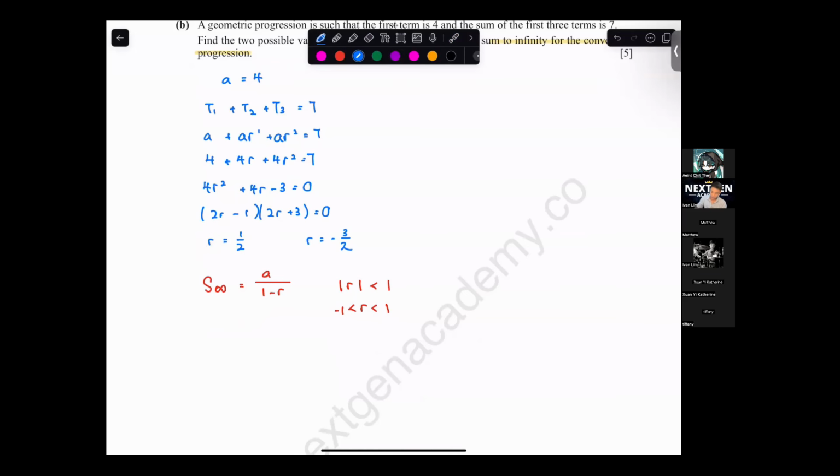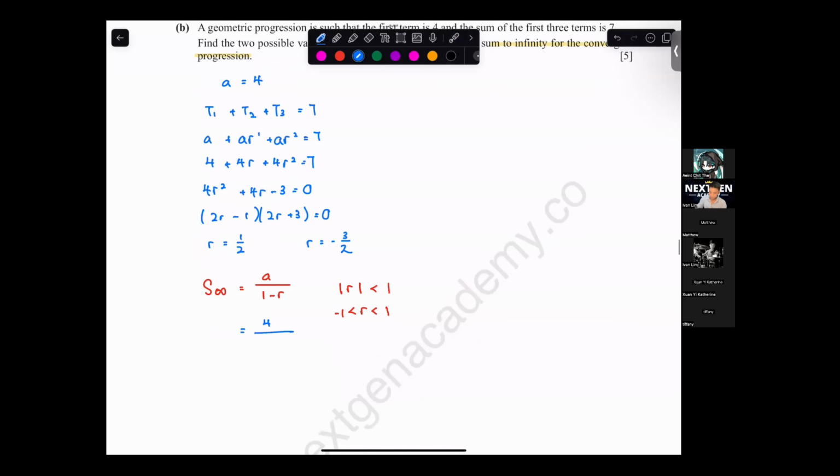Now I substitute it inside. 4 over 1 minus 1 over 2. 4 divided by 1 over 2, which is 4 times 2, which is equals to 8.